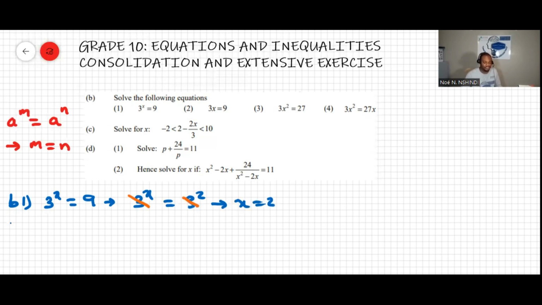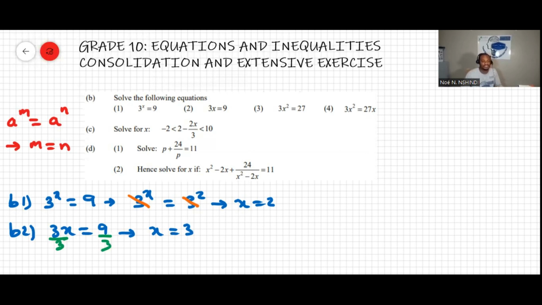Now, question B2, we have 3x equal to 9. In this case, we can divide both sides by 3, to get rid of the coefficient there, and then that makes x equal to 3.